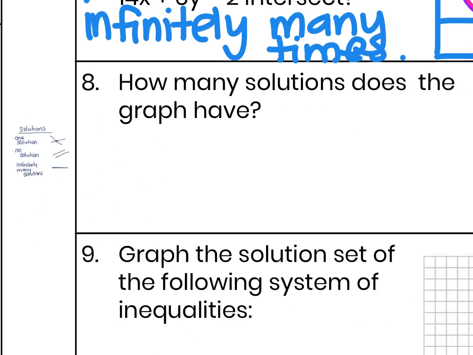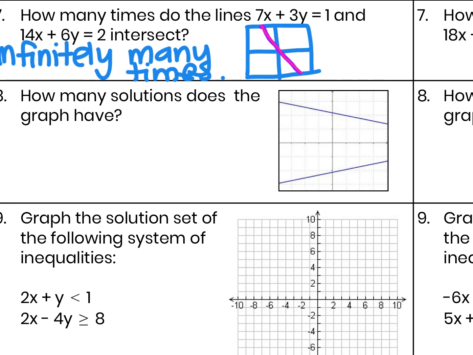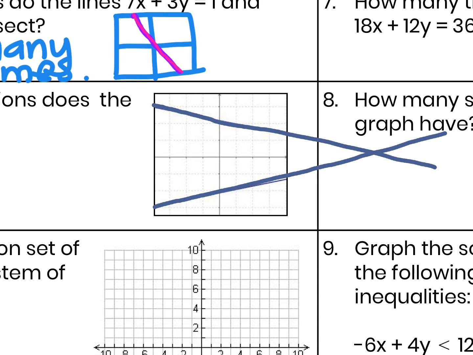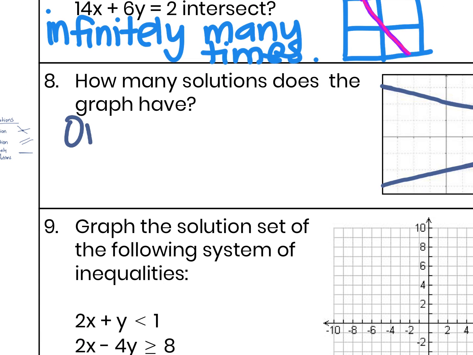Okay, so now looking at what we have, it says how many solutions does the graph have? As far as I can tell, they're not touching, but they're also not parallel. So if the lines were to continue going the way that they're going, it would be something like that, the other line doing the same thing. So they do cross. Just because we don't see it on our piece of the graph doesn't mean that they never do cross. So if they cross one time, this one would have one solution.